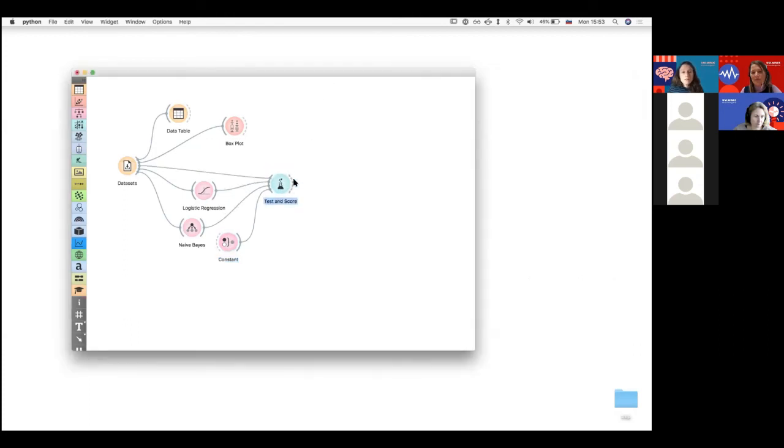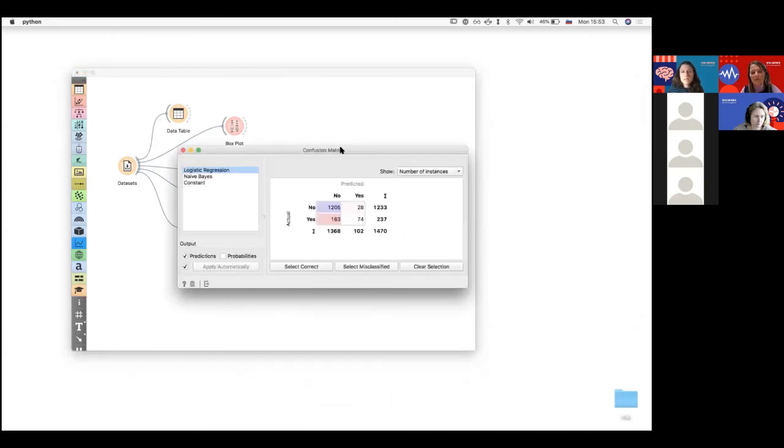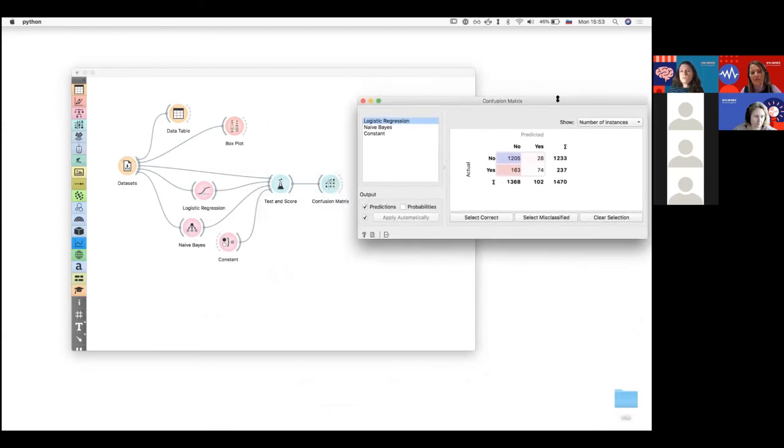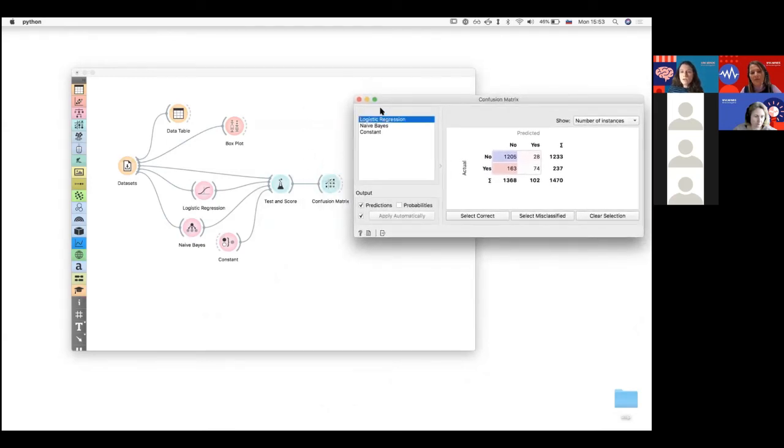So another way to interpret these two models is looking at a confusion matrix. A confusion matrix shows us where the model was wrong. So now I'm looking at logistic regression, and I see here the true value, the actual value of the class, so people that didn't leave and people that left. And here at the top, I see the predicted value, so what the model said. And in this blue square, I have the correct classifications, so people that didn't leave and the classifier correctly said they will not leave.